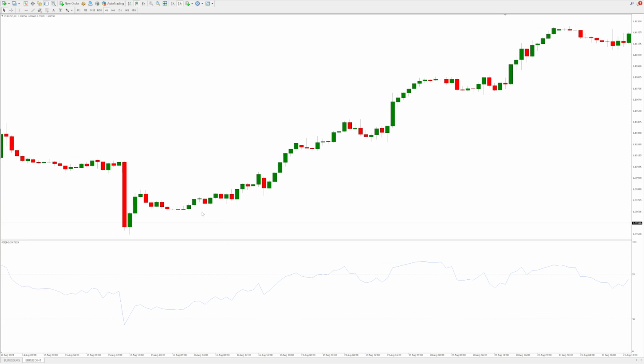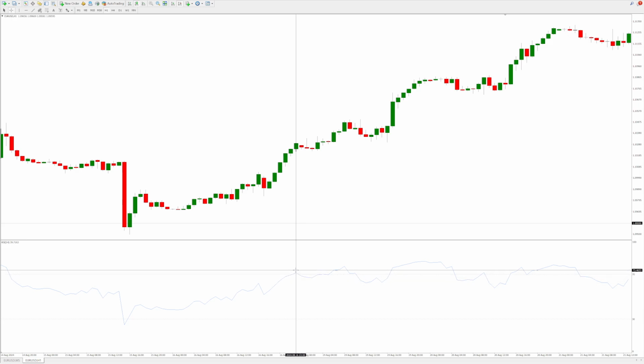Okay, so the main way people use the RSI indicator is to look for price to be below 30, which is considered oversold, or above 70, which is considered overbought. Now, what many beginners think is that they just need to buy when price falls below this line, sell when price goes above this line.